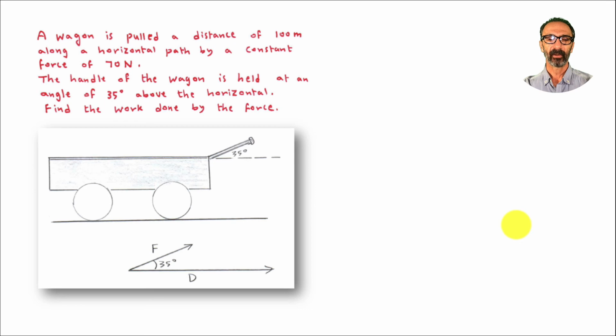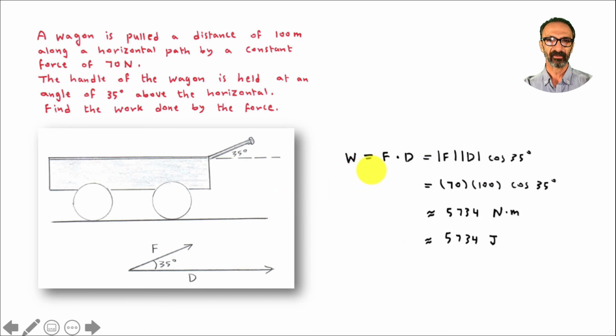Here's an example as an application. A wagon is pulled a distance of 100 meters, that's down here, along a horizontal path by a constant force of 70 newtons. The handle of the wagon is held at an angle of 35 degrees above the horizontal line. Find the work done by this force.